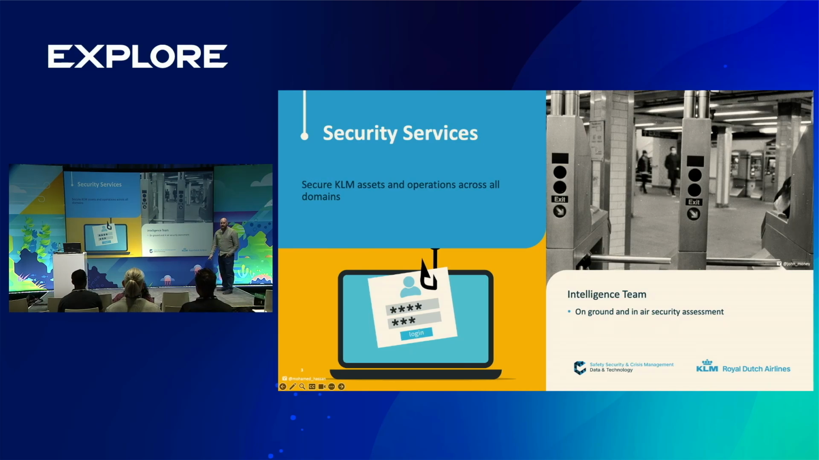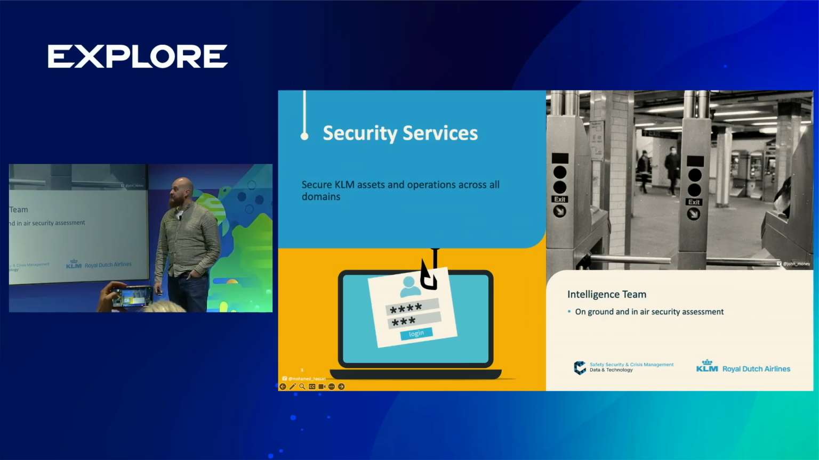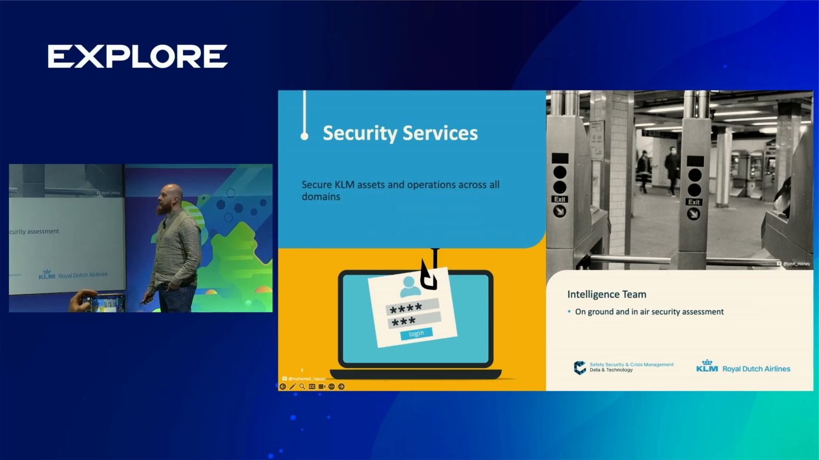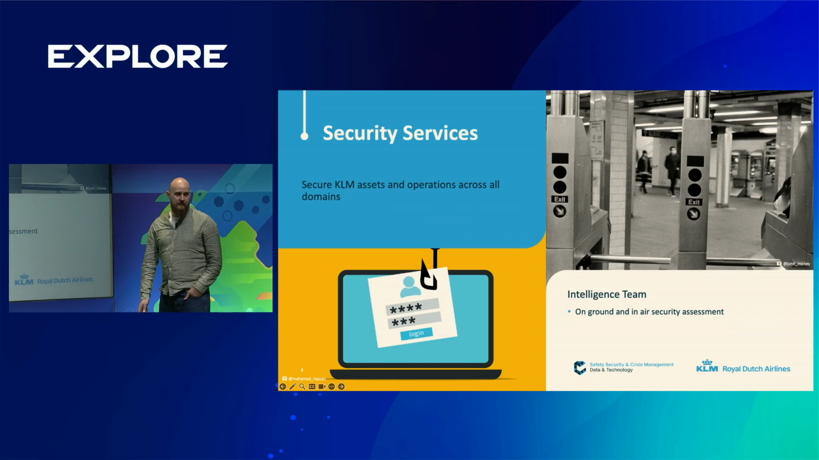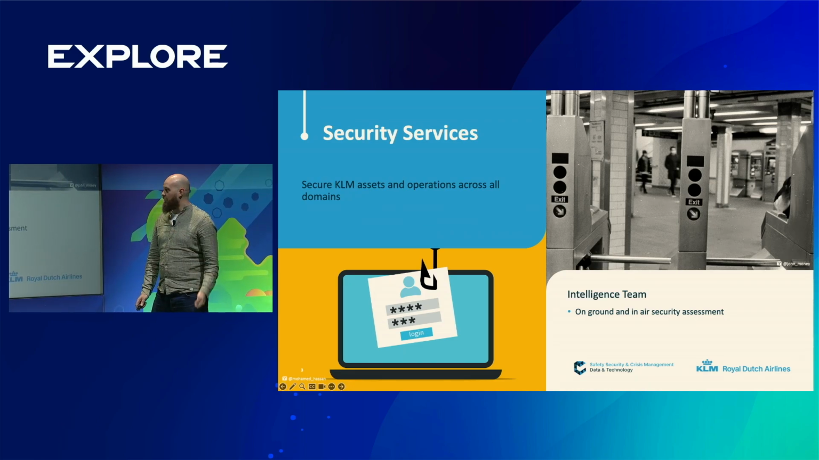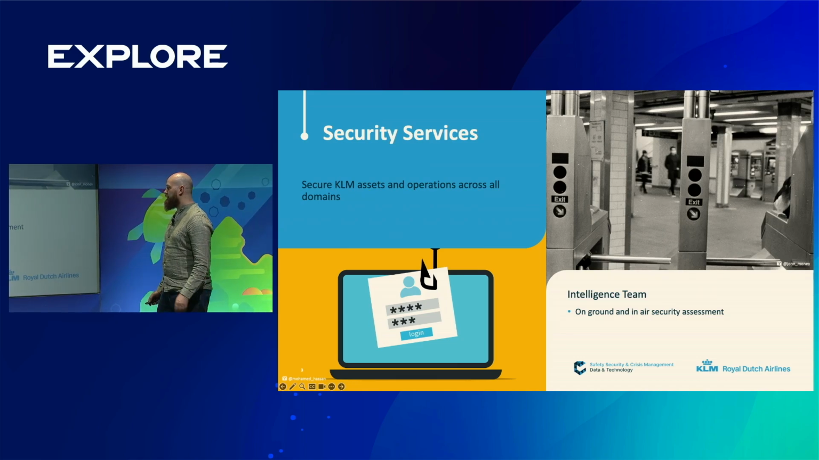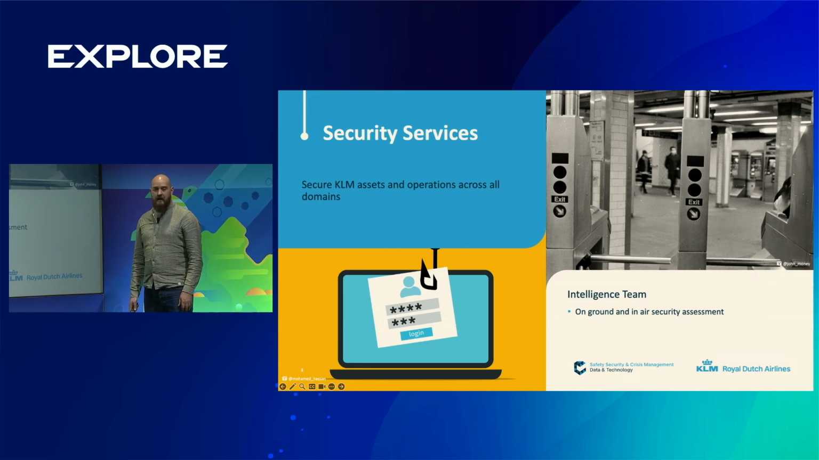To provide a bit of context, we are the IT partner to security services within KLM. What they do is secure KLM operations from the ground, so our access cards, all the way to cybersecurity, and maybe some things in between which are a little bit less obvious. And that's where we're going to dive into in this session: the work we do for the intelligence team. In a sentence, what they do is on-ground and in-air security assessments.